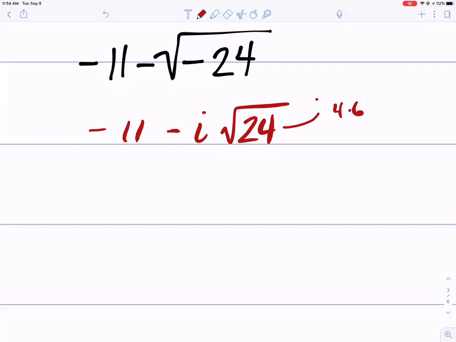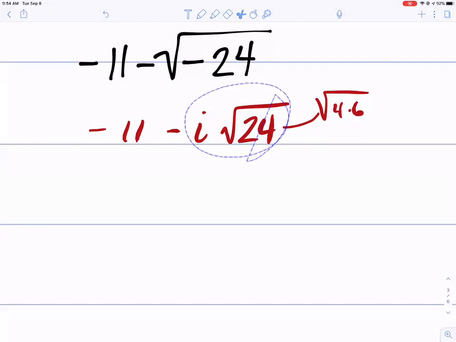So what's the square root of 4? 2, and what's the square root of 6? We don't know, so say it's the square root of 6, right? Because there's no perfect squares inside of that guy. 2 square root of 6, okay? Now, but you've got an i there, okay? So let's just deal only with this second piece here, the second term.